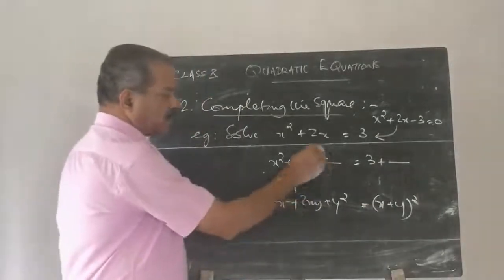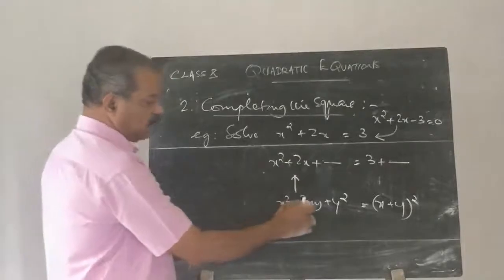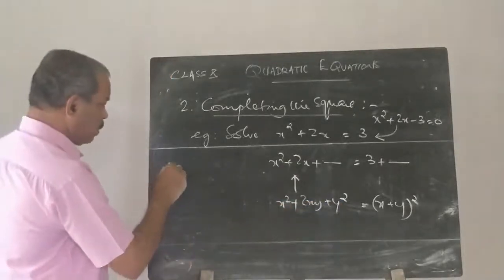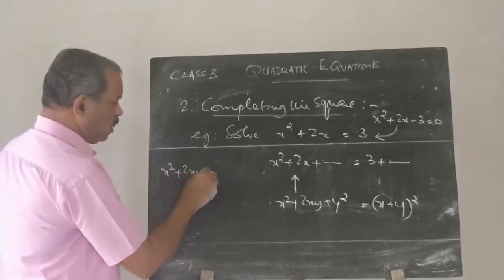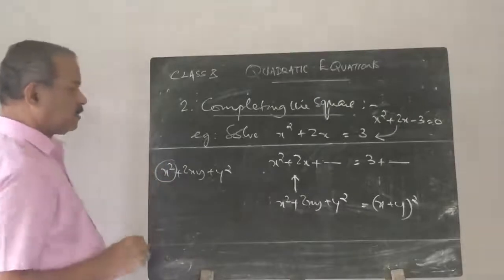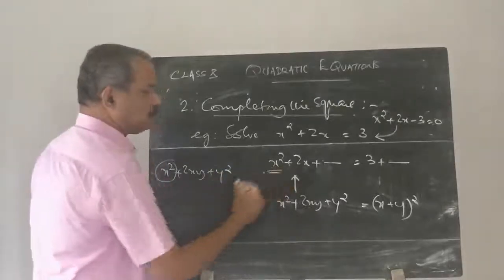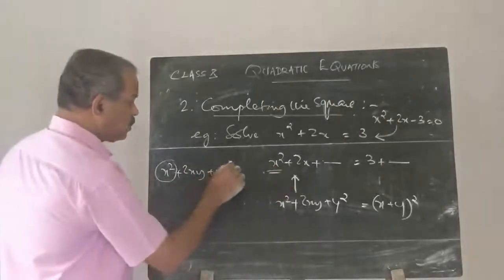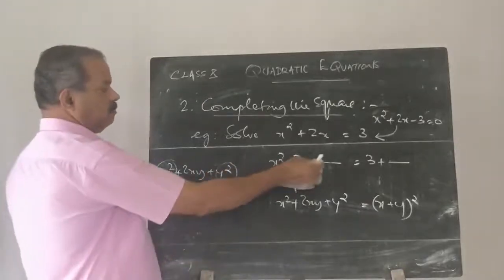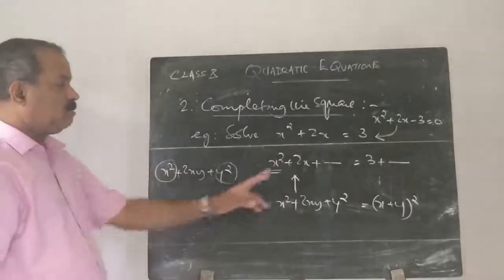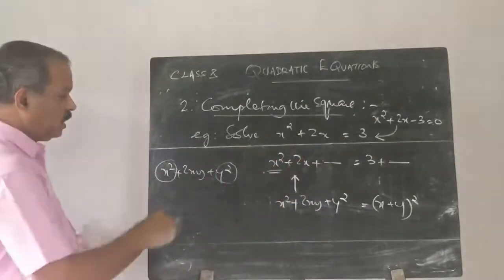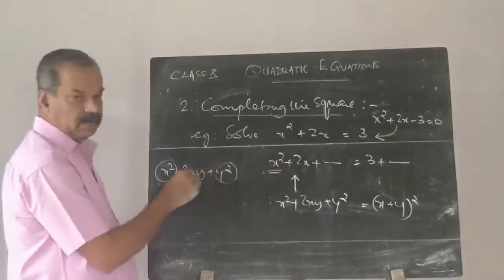To find that number, we must first understand the property of this LHS, x square plus 2xy plus y square. First term is a perfect square. Last term must also be a perfect square. The square of which number is the last term? We can get that number from the middle term.